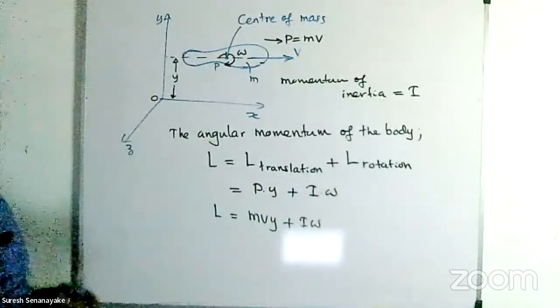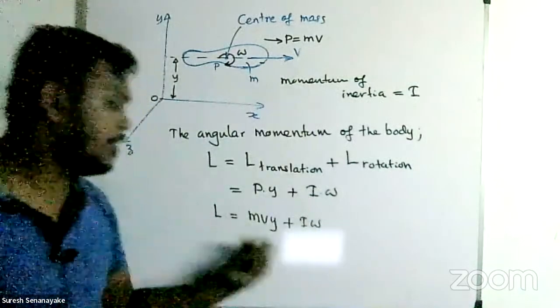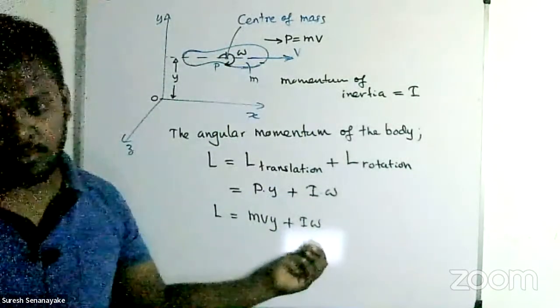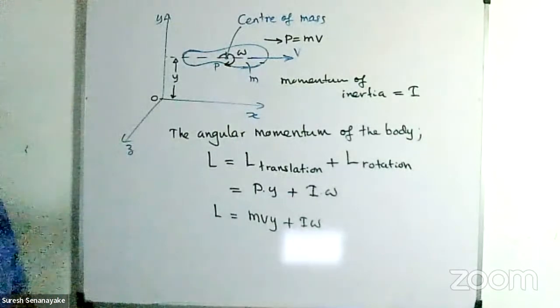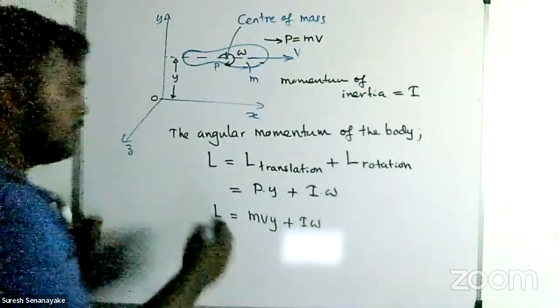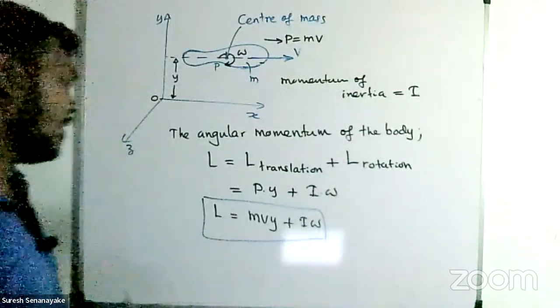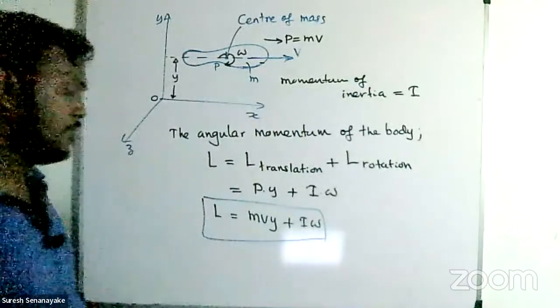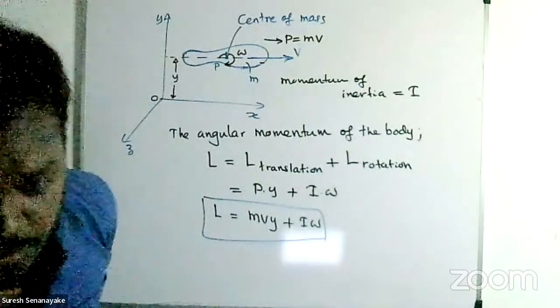So you can write that the total angular momentum: due to the translational motion, it also produces angular momentum, and due to its rotation, it also produces angular momentum. You need to consider both. That's the thing I'm about to discuss with you. So when you write this kind of question, it's important to include the angular momentum due to translational motion also. Okay, copy it down.